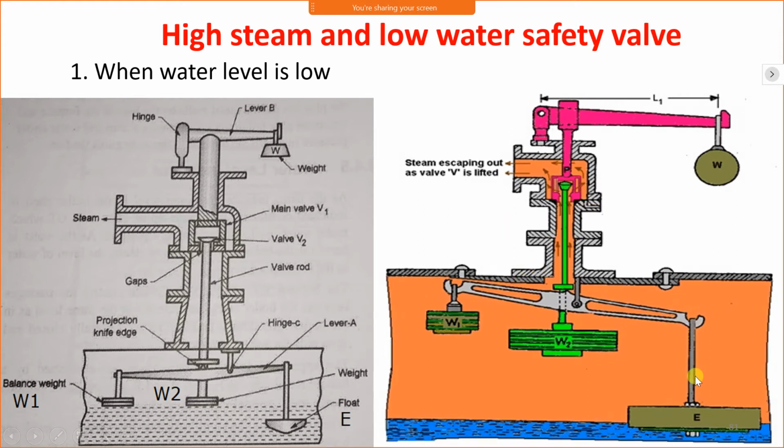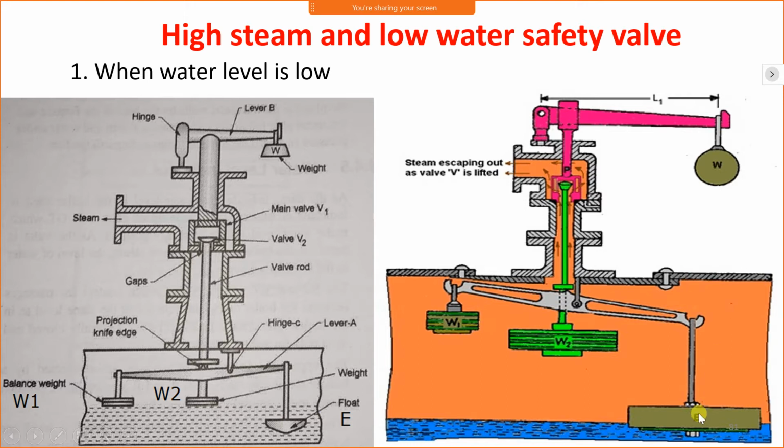When the water level decreases, this float weight moves in the downward direction. Now look at this figure. When the water level is proper, this float weight is submerged in the water. Hence the lower weight W1 is able to balance this float weight W.